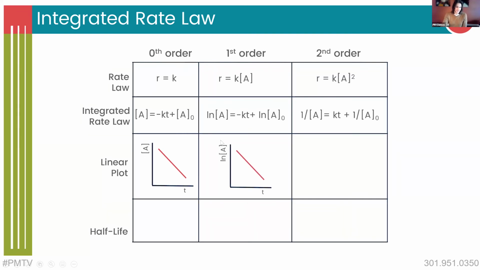For first order, we plot the log of the concentration versus time, and for second order, we plot 1 over the concentration versus time. It wouldn't shock me if we see questions on the exam about how to linearize these guys. So if you see data where it's the log of the concentration plotted, that's going to be a first order reaction. If you see data where the inverse of the concentration is plotted, that's likely to be a second order reaction.